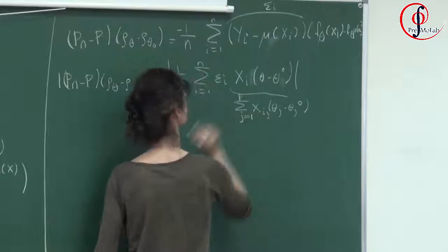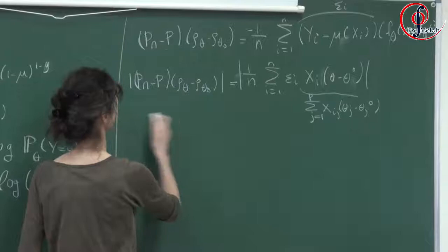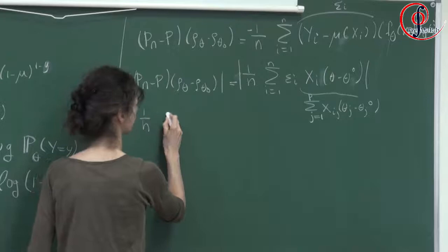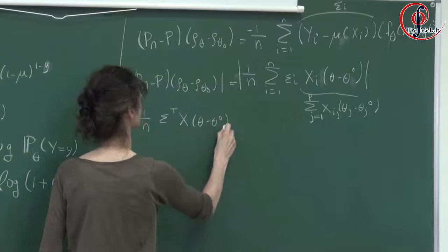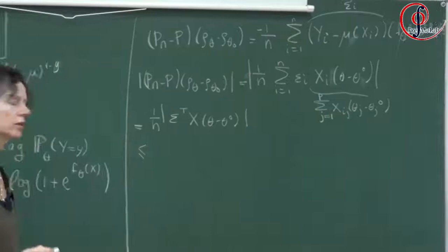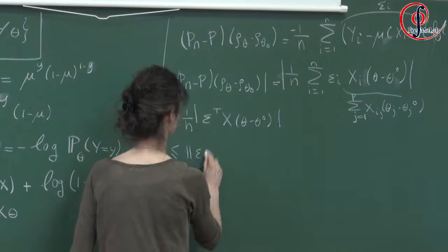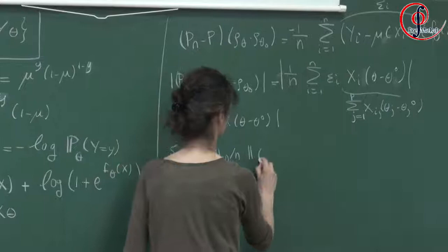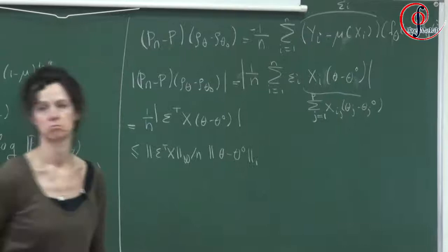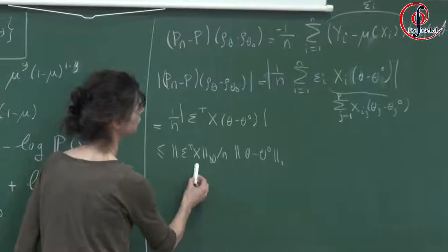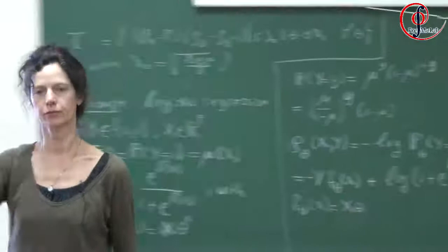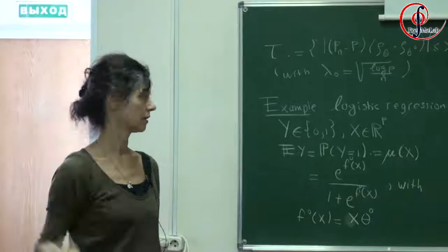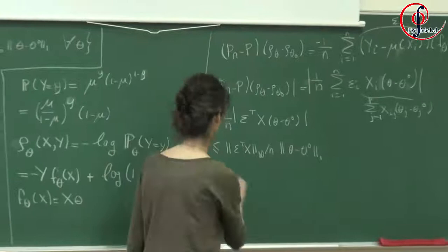So you can bound it by, well, maybe I write it in matrix notation. One more time, so epsilon transpose X times theta minus theta 0. And then you apply the dual norm inequality. The inner product is bounded by the L infinity norm of this one. Again, what you end up with is to bound the maximum, this is the maximum of p random variables. There's nothing new to do. You can do exactly the same arguments as in the linear case. Okay. So here there's no problem. It goes.